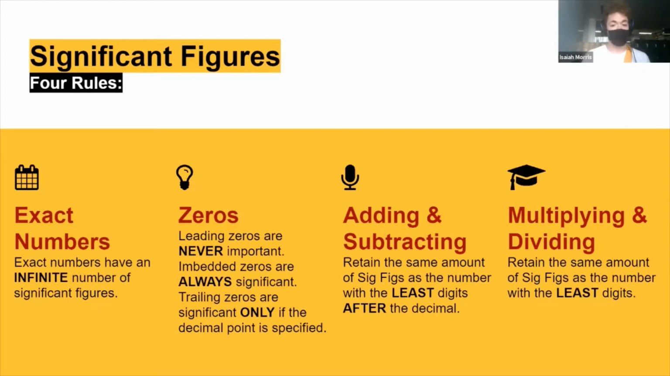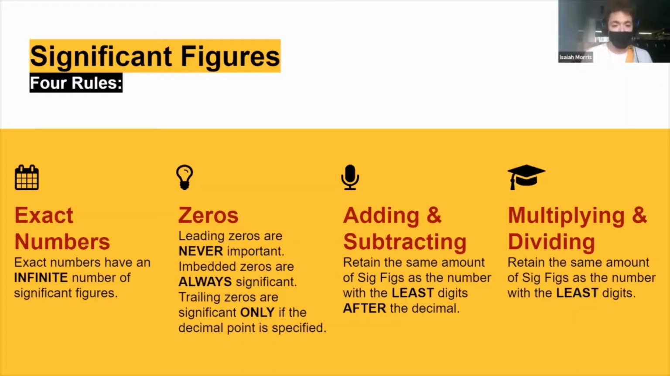The second rule is when it comes to zeros. Zeros in numbers come into play in different ways. For instance, a leading 0 is never important. So say you were to have a 0 in front of a 4,000, you could do that, but that 0 doesn't count. It's the same with embedded zeros, which are zeros within the number itself. If you were to have a 0.403, that 0 in the middle is important, but that leading 0 is not, because it's before the decimal point. However, that embedded 0 is significant.